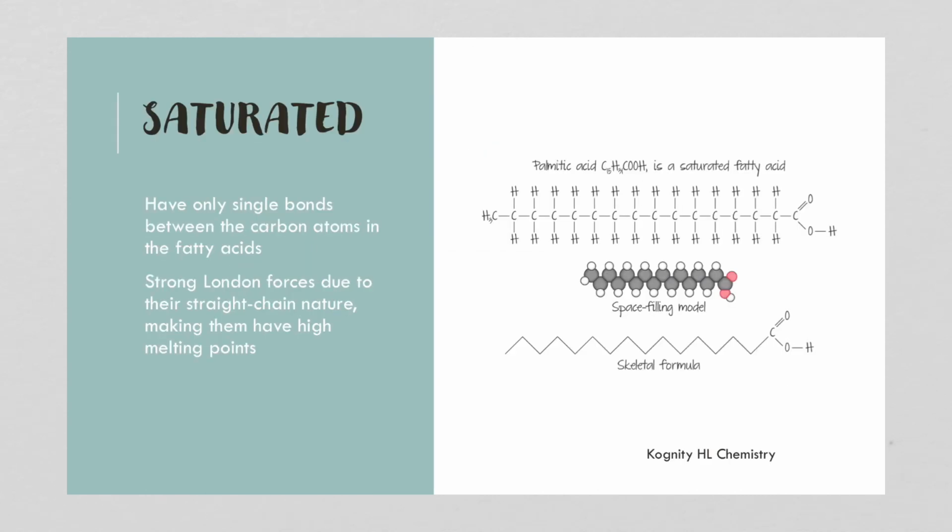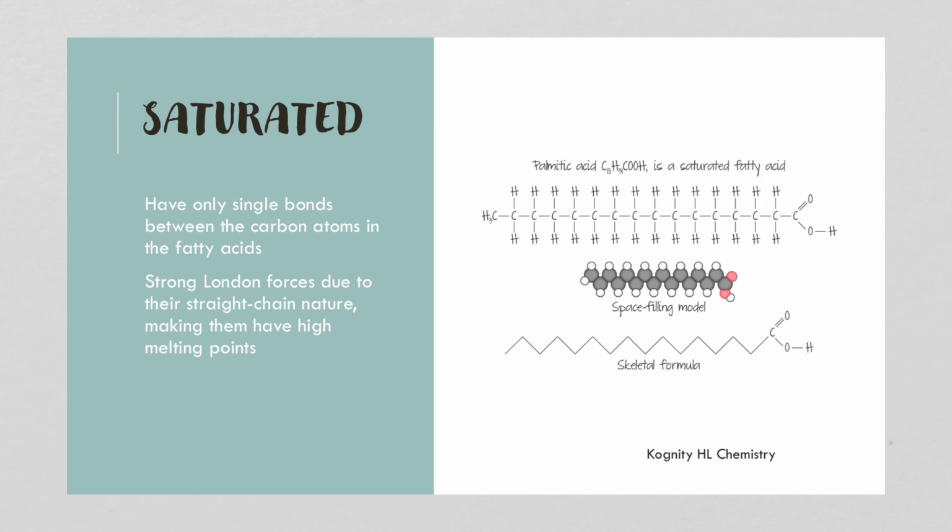So the first type of fatty acid are saturated fatty acids. And when we say saturated, we mean that they're saturated with hydrogen. So in these cases, you only have single bonds between the carbons in the carbon chain. So every single carbon has as many hydrogens as possible combined to it.